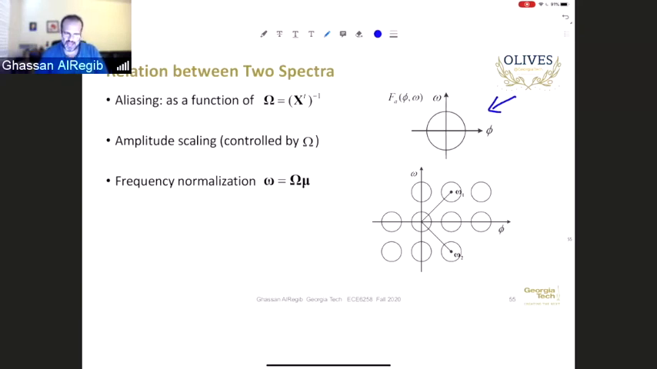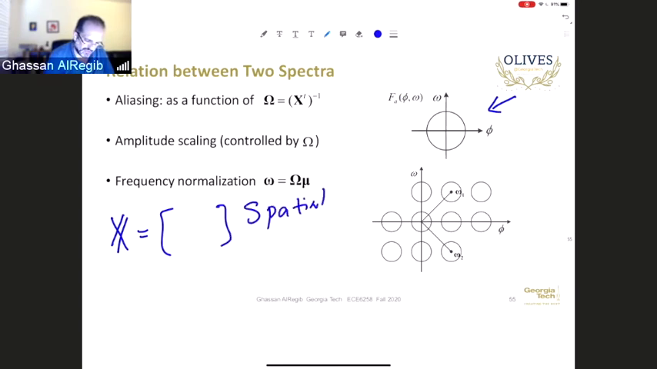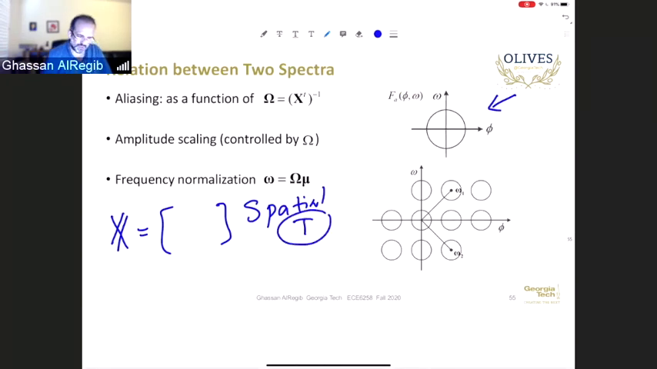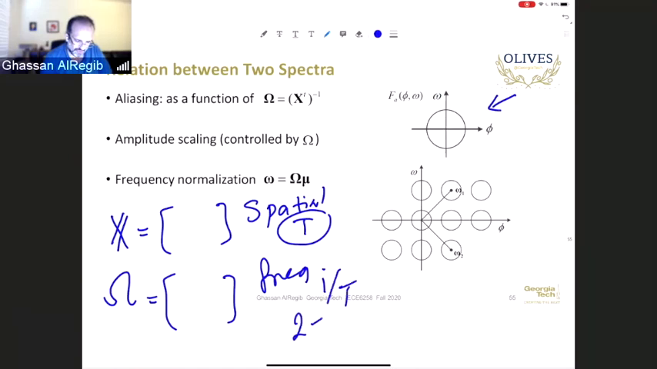And now I have our sampling periodicity matrix. I can define it as capital X, that's our sampling. This is in the spatial domain, as if I was doing capital T in the 1D case. Or I can look at capital omega in the frequency domain. And this was 1 over T, or 2 pi over T, in the 1D case. It's the same concept in here.